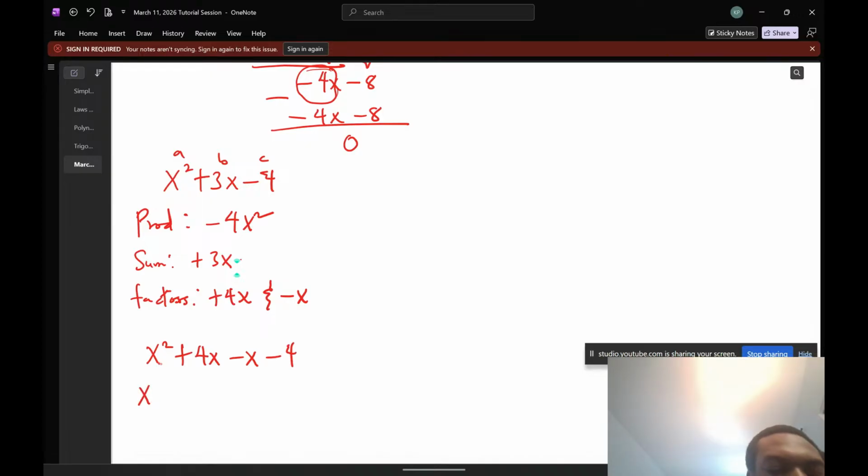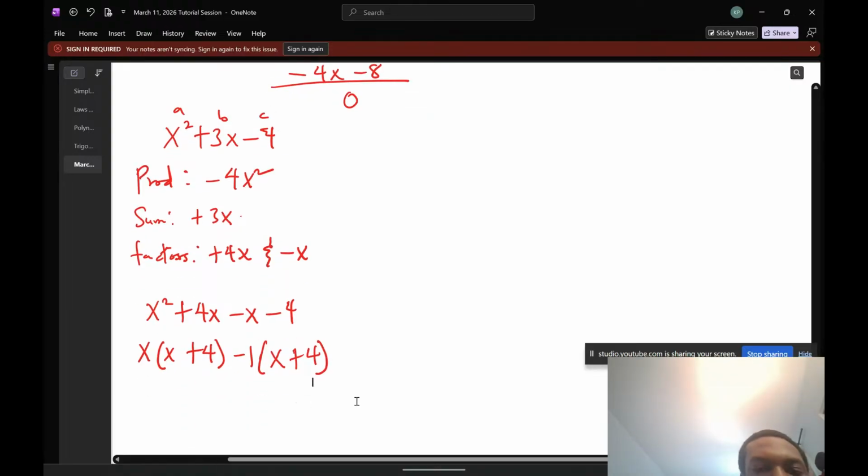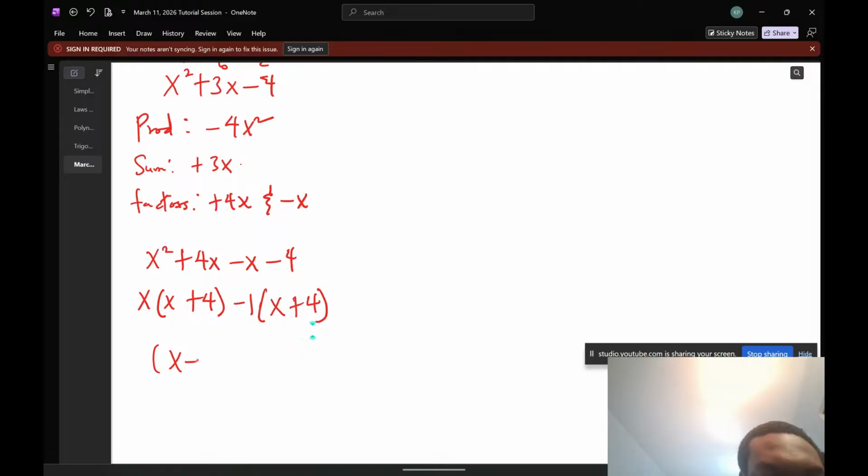So x is common between x squared and plus 4x. So x squared divided by x is x. 4x divided by x is plus 4. So minus 1, we can use minus 1 to divide all through. Minus x divided by minus 1 is plus x. Minus 4 divided by minus 1 is plus 4. So we can see that the factors are x minus 1, x plus 4.